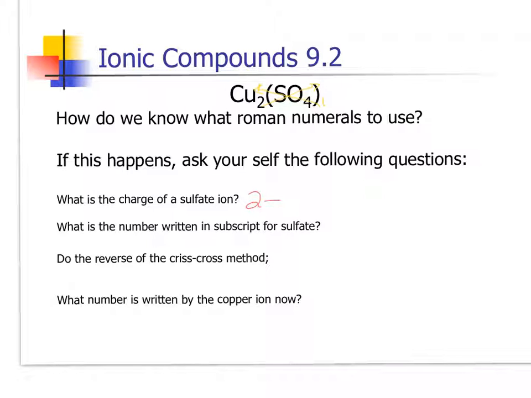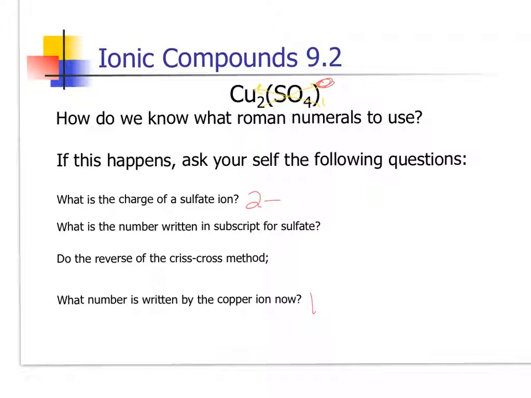So we have to look at that. We see what is the number or subscript written for sulfate. Well, there isn't one, so I wrote a little 1 there. And then I do the reverse crisscross method. You can kind of see how my arrows look. And now we ask that wonderful question: what number is written by copper now? Well, now there would be a 1 written there. Because the 2 would be up here now, that indicates that I have copper(I) sulfate.